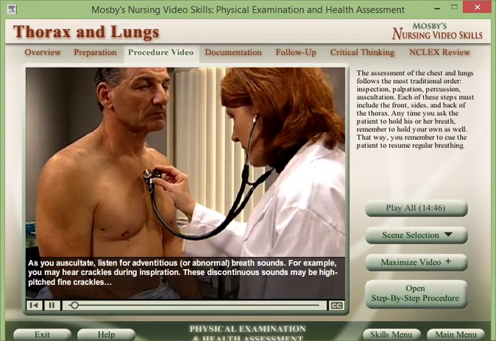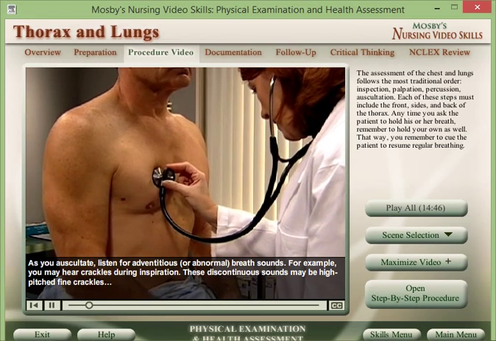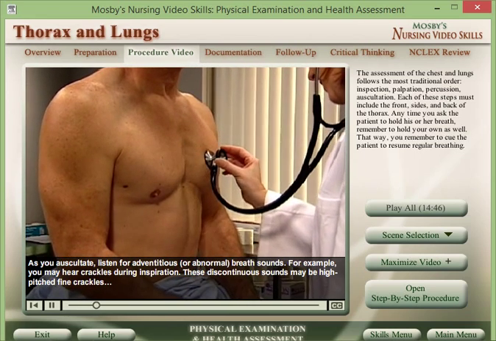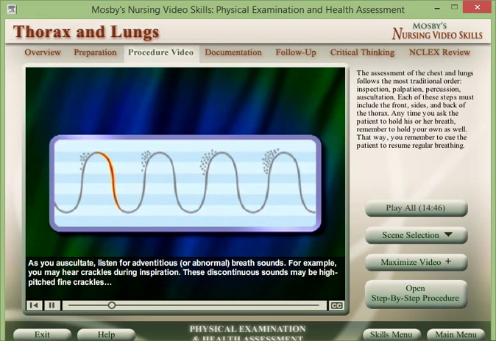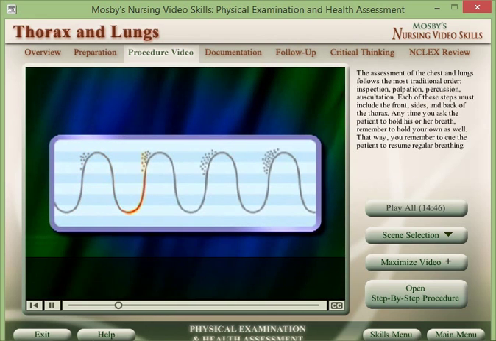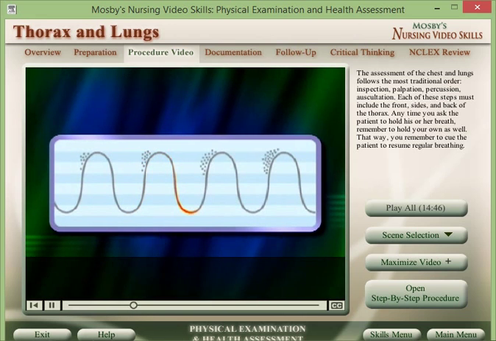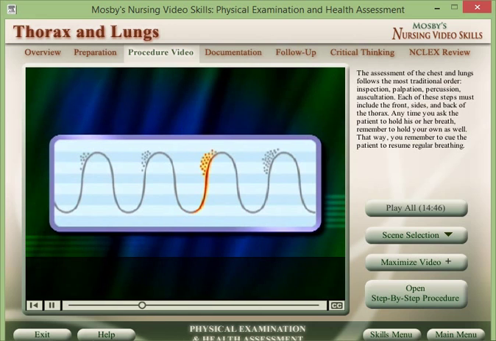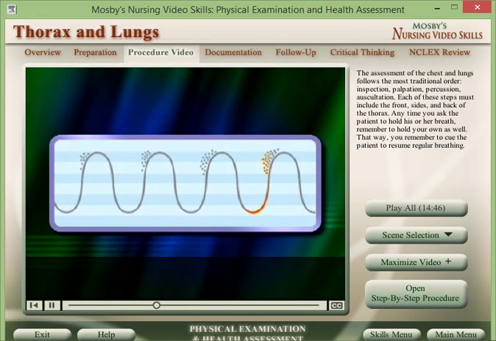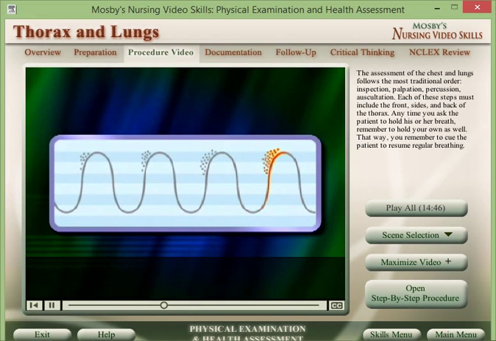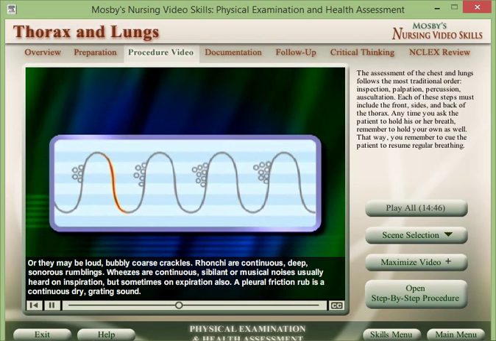As you auscultate, listen for adventitious or abnormal breath sounds. For example, you may hear crackles during inspiration. These discontinuous sounds may be high-pitched fine crackles. Or they may be loud, bubbly, coarse crackles.